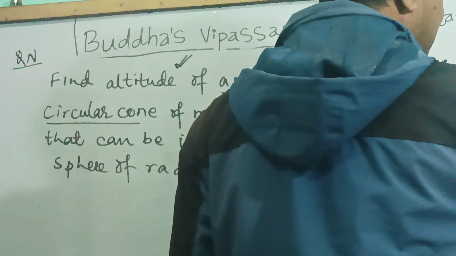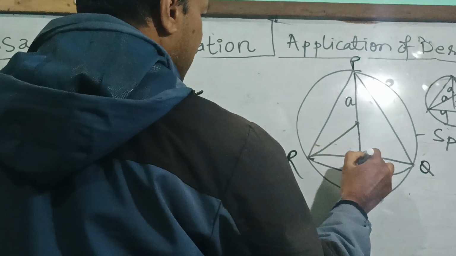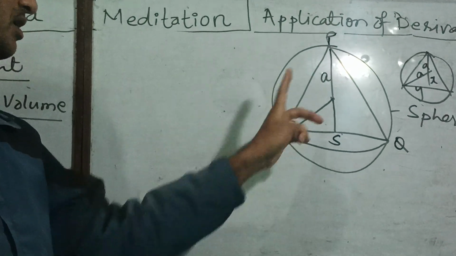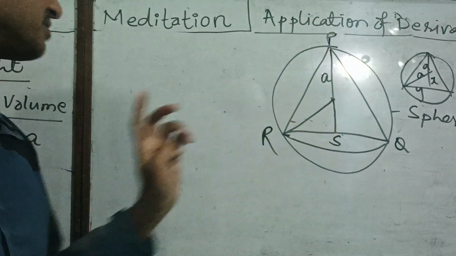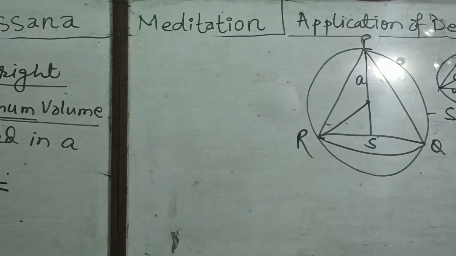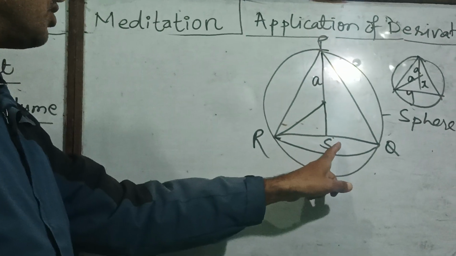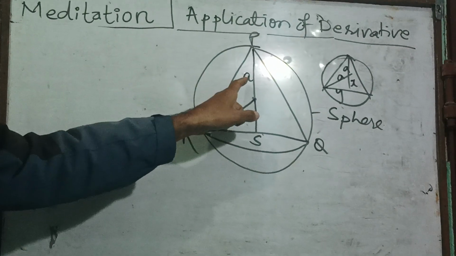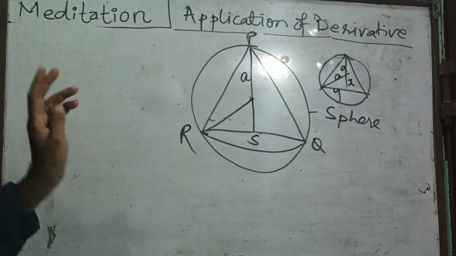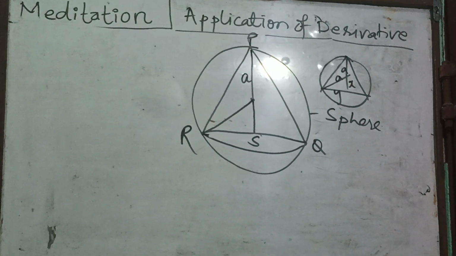Suppose this is P, Q, R, S. So the altitude is PS, we have to find. Altitude of the cone PS we have to find, in what condition? When the volume is maximum. When the volume of the cone is maximum, we have to find the value of PS, and the radius of the sphere is given. So the solution we can start.